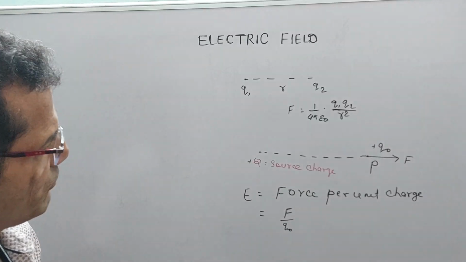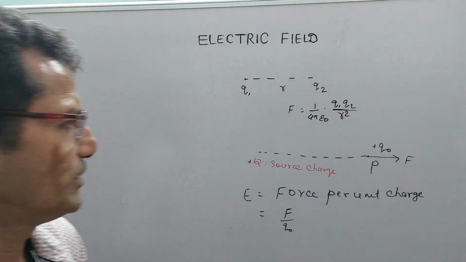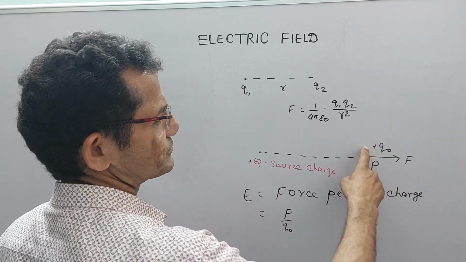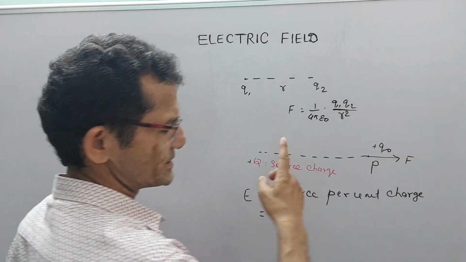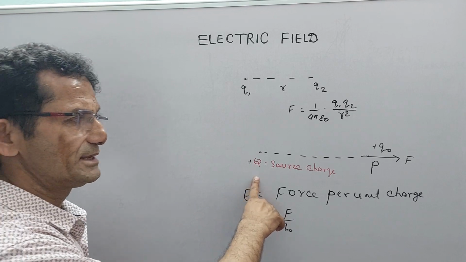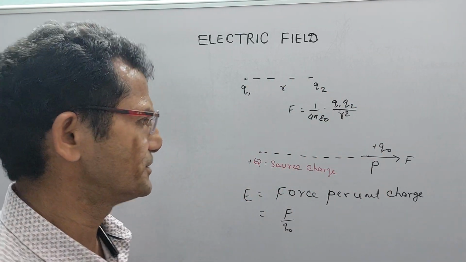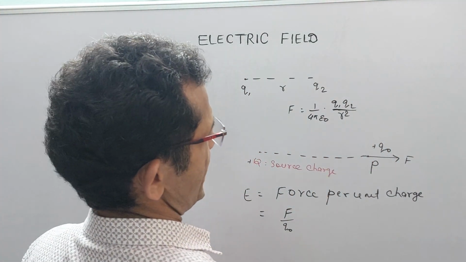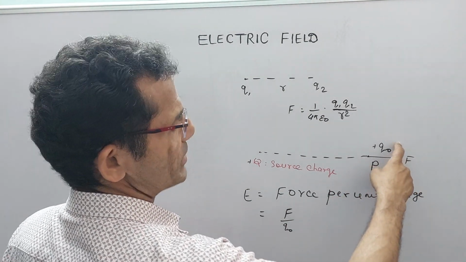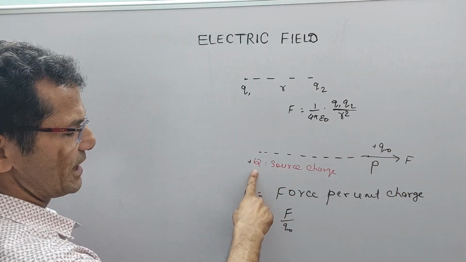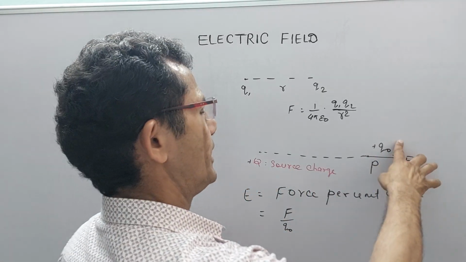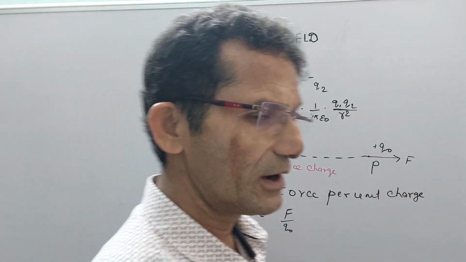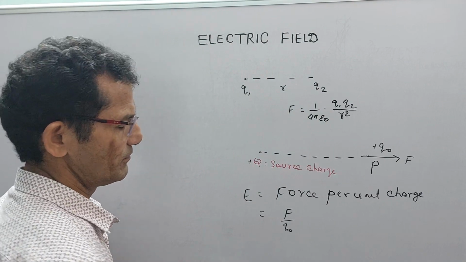Here is an important point to be noted. The test charge Q naught also has its own electric field, and the capital Q, the source charge, has its own electric field. Every charge has its own electric field. So we have to minimize the effect of Q naught so that it does not disrupt the electric field of the source charge capital Q. So we have to put the value of Q naught to a minimum, meaning it tends to 0.